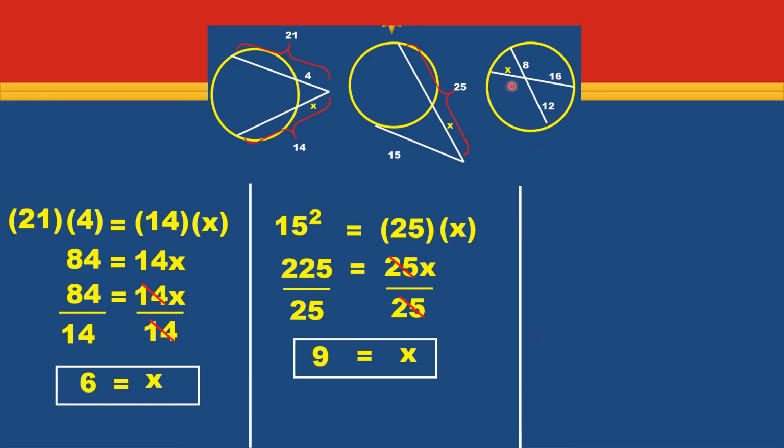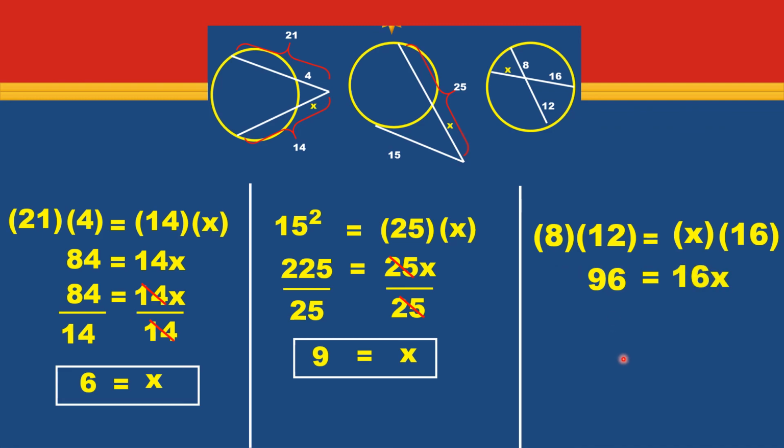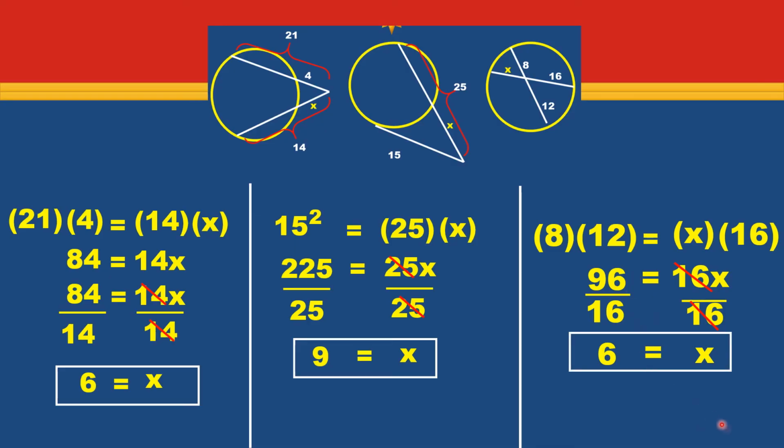Okay, and then we have, pwede namang yung maunang isang chord, pwede rin naman yung isa. So, we have 8 times 12 equals X times 16. Yan, kahit na alin dyan, kahit magkapalit silang left and right side of the equation. 8 times 12 is 96 equals 16X. Divide both sides by 16. Cancel na yung 16. Therefore, we have X is equal to 96 divided by 16 is 6. Okay? Are you correct? Very good.